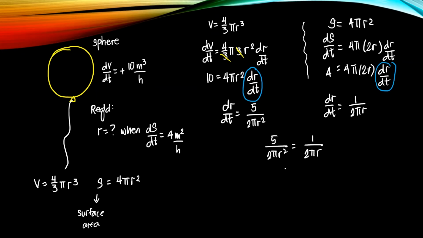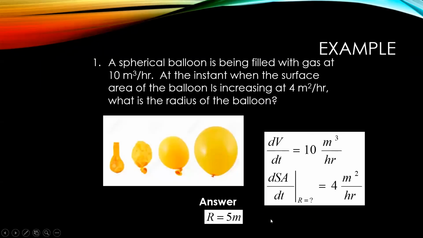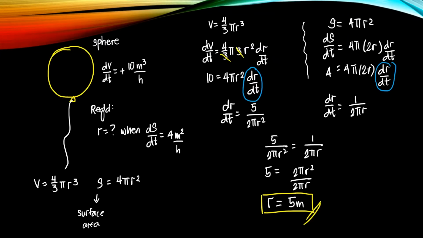So let's crisscross. 2 pi r squared over 2 pi r. Oh, see, everything cancels out except for the r. r is 5 meters. What's the answer? The answer here at the bottom, it's 5 meters. Let's proceed to another problem.